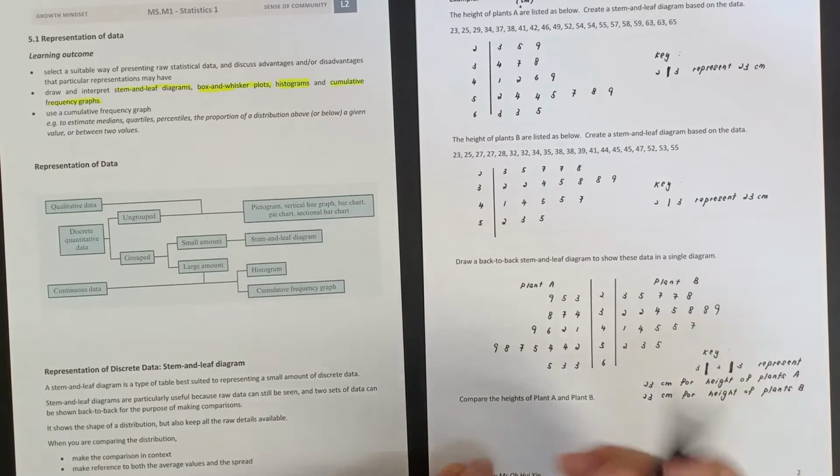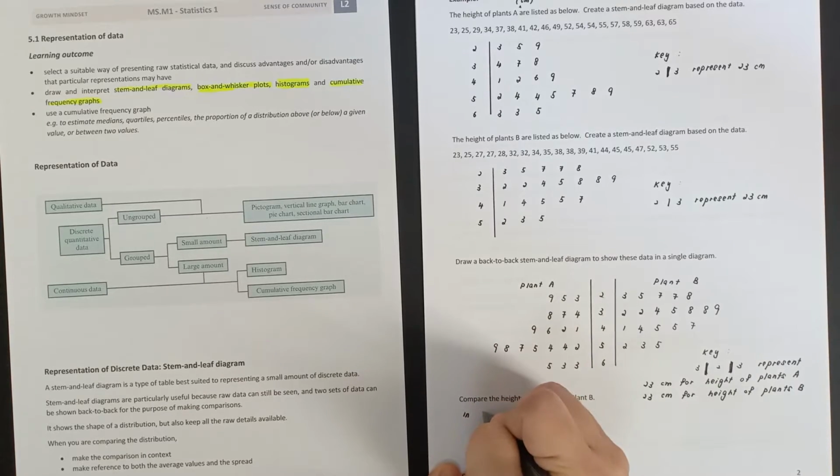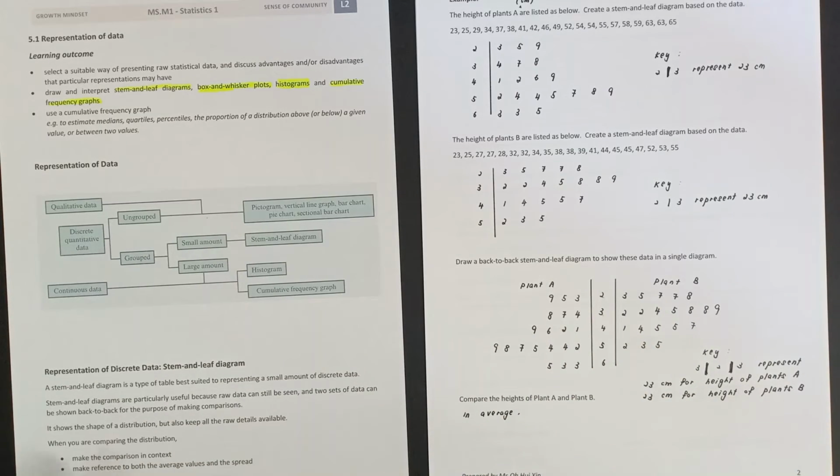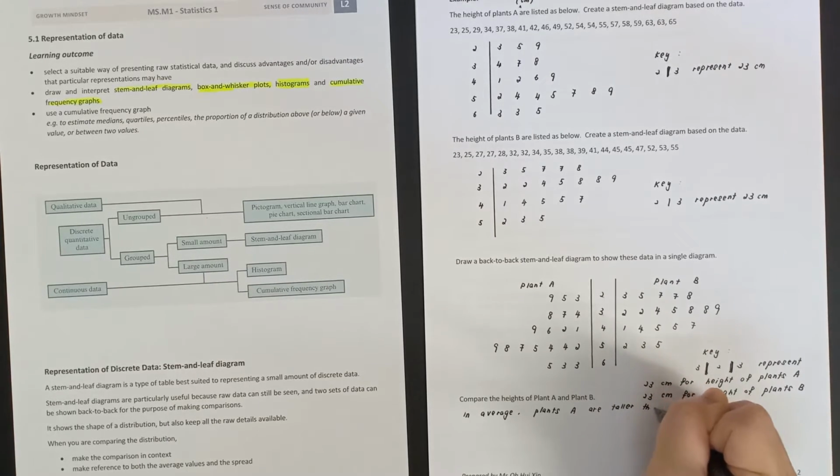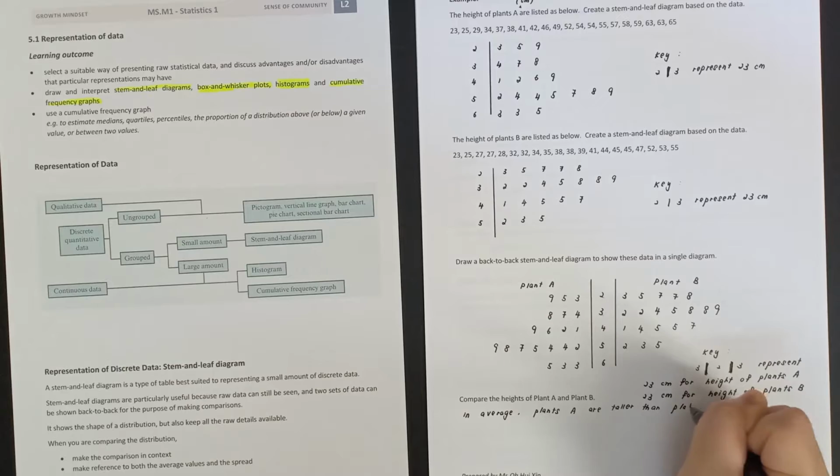So the first thing that you will say is in general or in average, that's the word we use. Make the comparison in context, meaning you use the thing that you are actually comparing. So you don't say X, Y. This is the height of plant A and plant B, so you use plant A and plant B. So in average, plants A are taller than plants B. Okay, so that's the first thing that we can see.